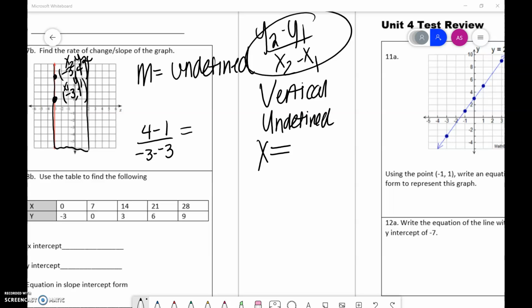All right, I got cut off there, but we're going to go ahead and finish up. So as I was saying, whenever you have a vertical line, that slope is always going to be undefined, okay?